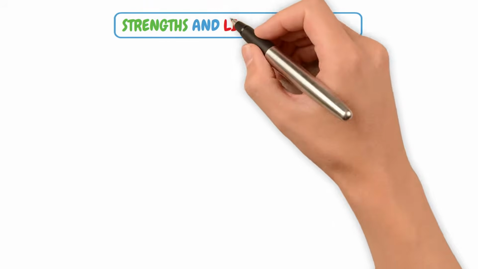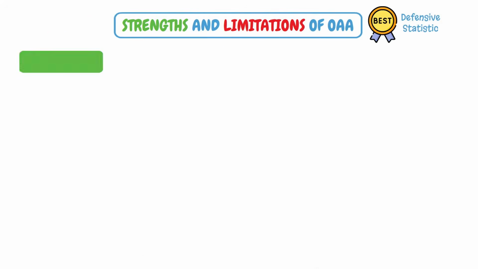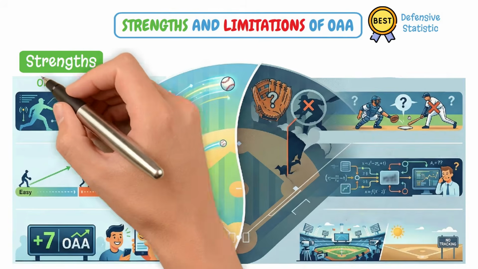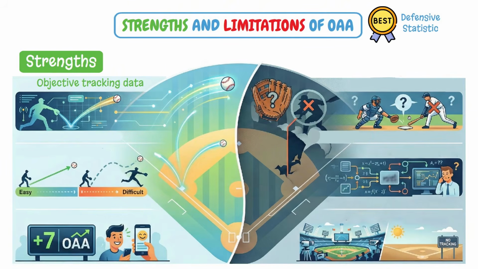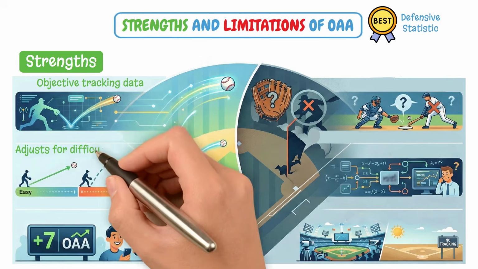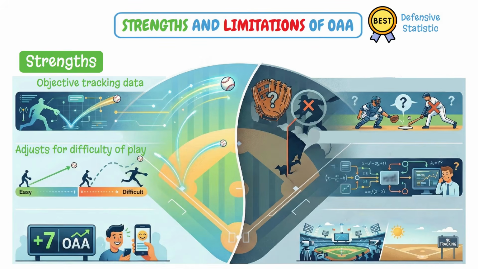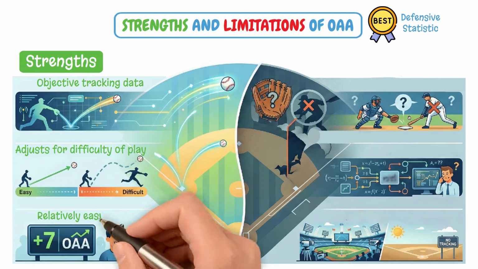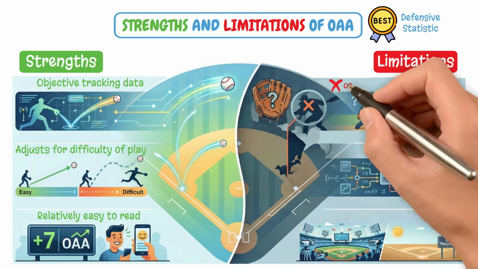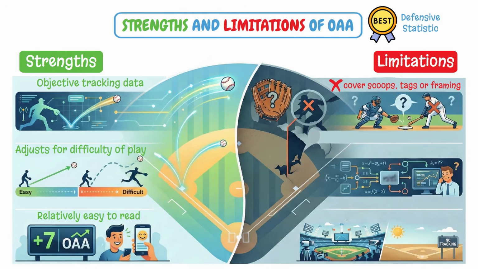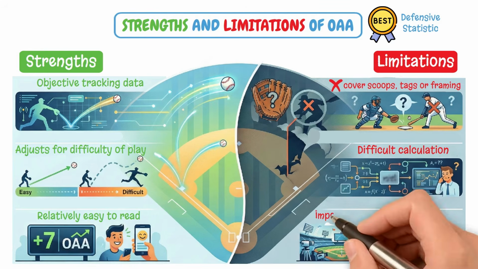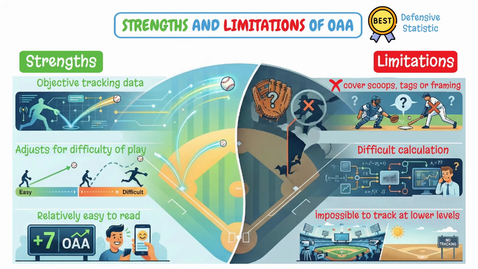So, let's talk about strengths and weaknesses of today's best defensive statistic. The strength of OAA is using objective tracking data with very precise measurements. It adjusts for the difficulty of plays, and for the average fan, once you understand the range of good and bad, it's relatively easy to read. Its limitations: it doesn't cover scoops, tags, or framing, hurting certain position groups. It's certainly a difficult calculation if you're looking to do it on your own, and it's impossible to track at lower levels without advanced player tracking technology. So that's why no single defensive stat is perfect. But OAA gets us closer than anything we've had access to before.